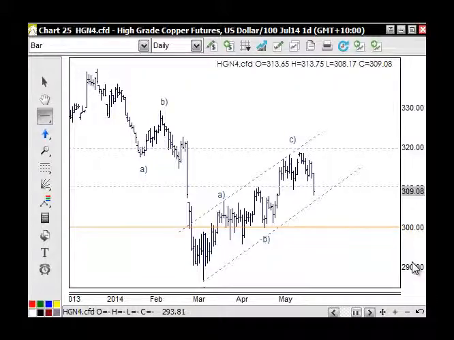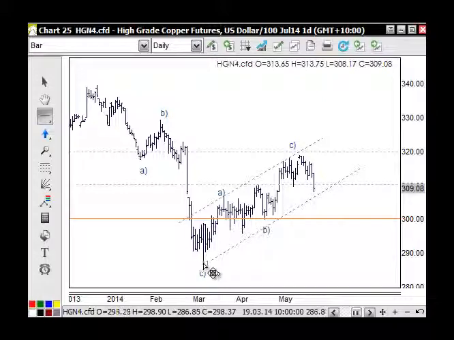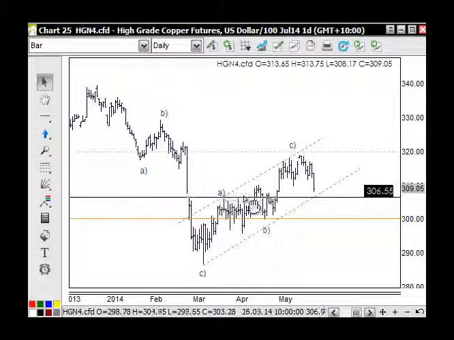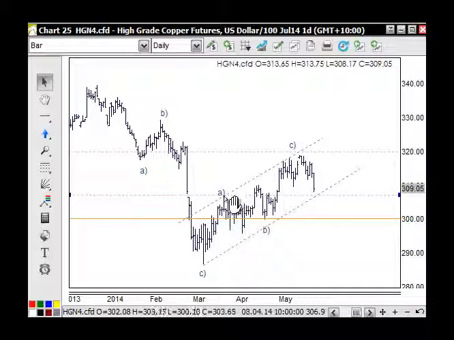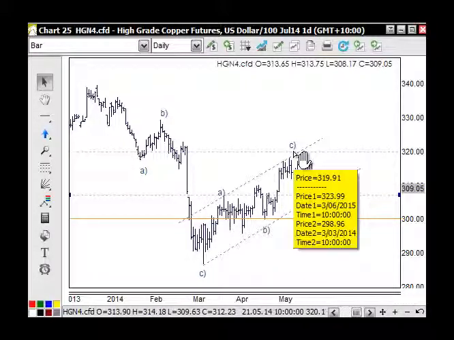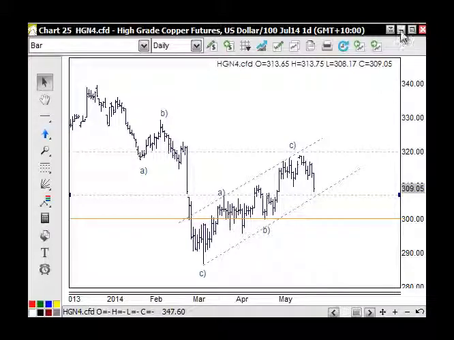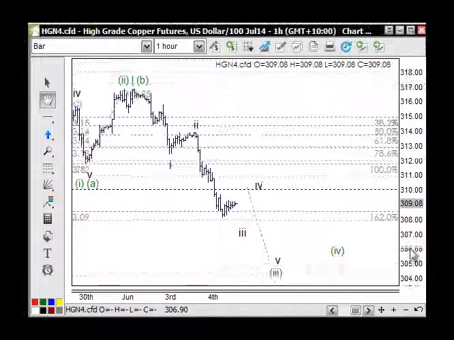And if that's the case, then we need to look at this low being taken out through here, which is going to have a pretty dramatic impact on the materials sector as such. To get overlapping wave structures, we would need to see the top of wave A here being breached here. So, a move through here would create this as the A, the B, and the C wave up through to here. So something to look at.